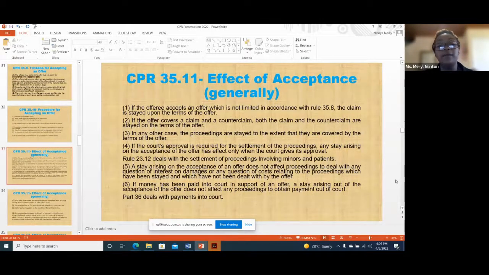Also, if the offer, for example, was exclusive of costs and interests, and you require the court to deal with that, or in the case of offers only as to part of the claim where the court must deal with the costs, the stay does not apply to your ability to apply to the court to address those matters. And also doesn't affect any payment out that you might want to get if monies have been paid into court in support of the offer. Some of these things that I'm saying, for example, like money in support of an offer, we will deal with in the next part. So don't feel as though you should be familiar with that yet.